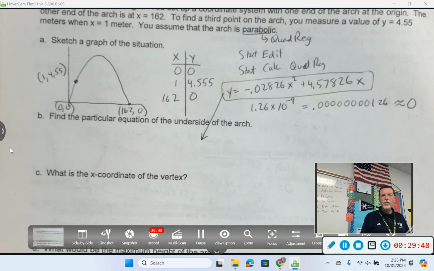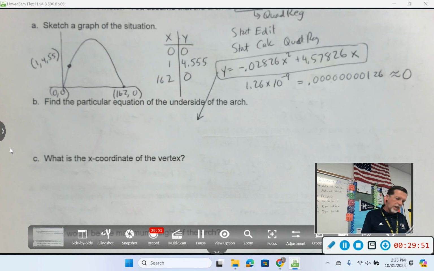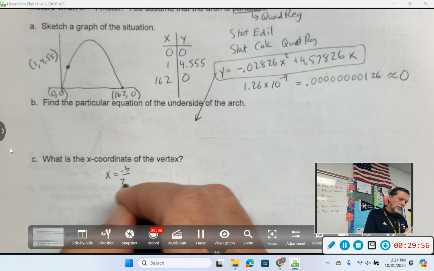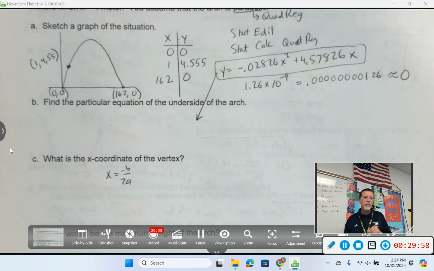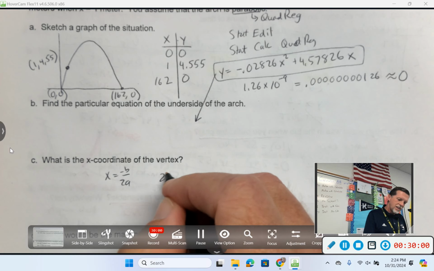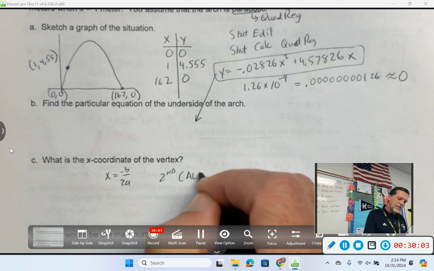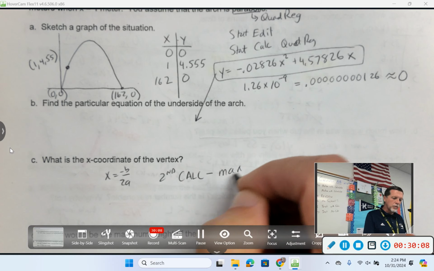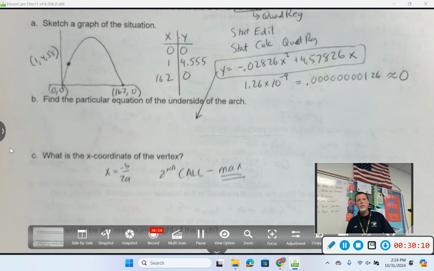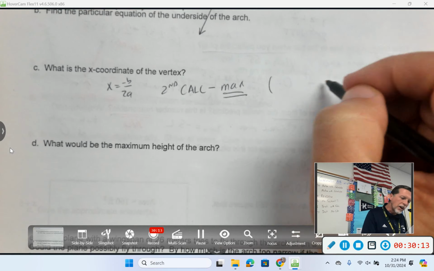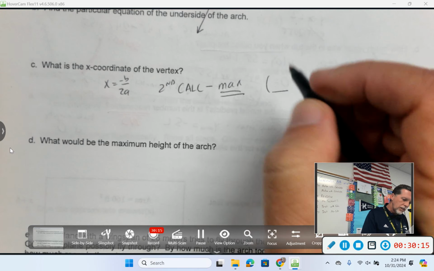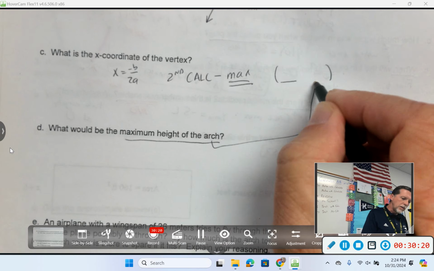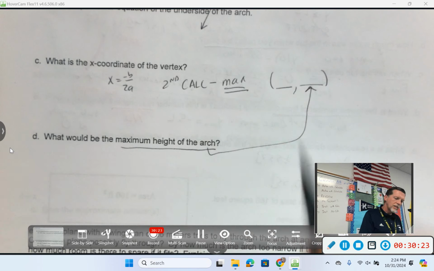All right, so there's my equation. What is the x-coordinate of the vertex? Oh, we can do this. This is easy. Negative b over 2a. Or, what's the calculator way? Second Calc. If that's all you remember, that's good enough, because you'll see that maximum is one of your options. And that max will lead to an ordered pair. So this one is the x-coordinate. And the maximum height would be the y-coordinate of the vertex.